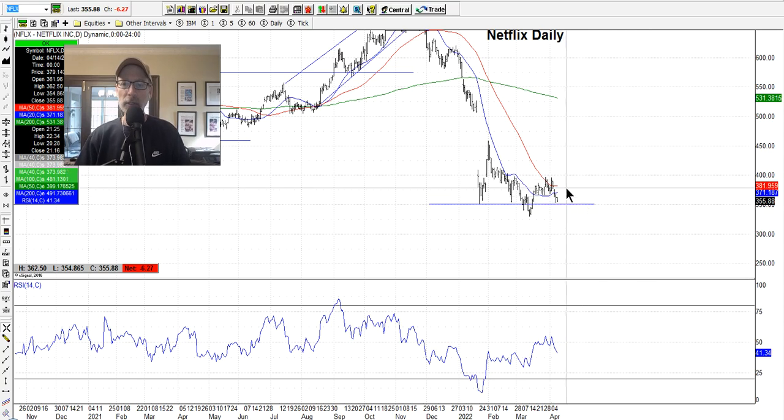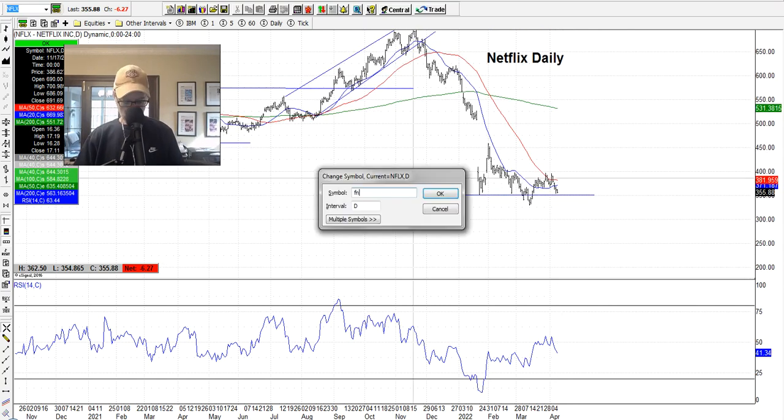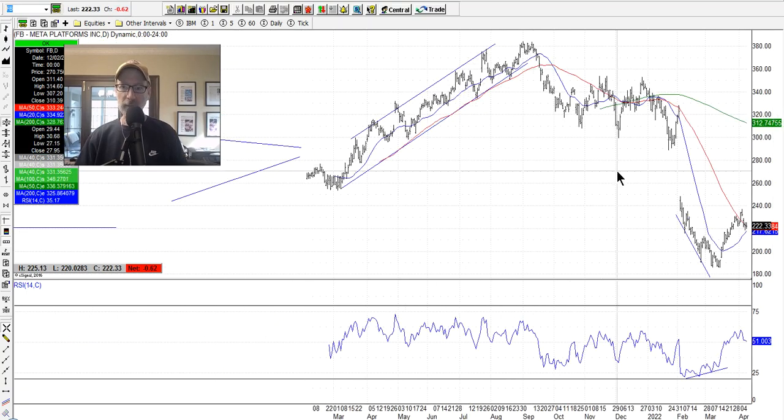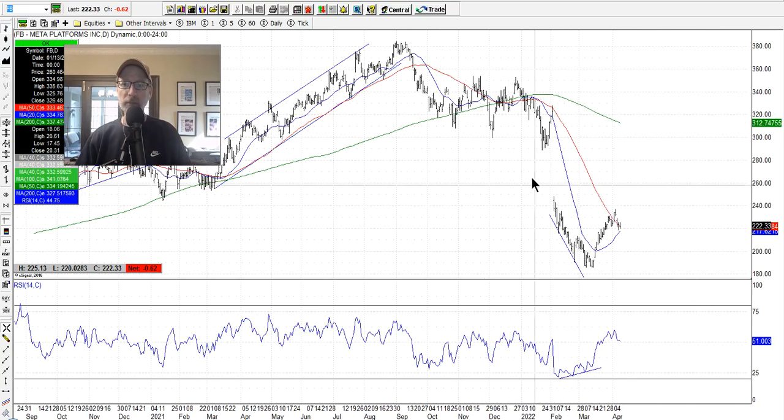And if it could hold here and the rest of the market goes up, Netflix could possibly start its journey on the next leg higher. So keep an eye on Netflix. We'll look at Facebook because Facebook sort of had the big drop like Netflix on earnings. Here was a big air pocket, big gap down.